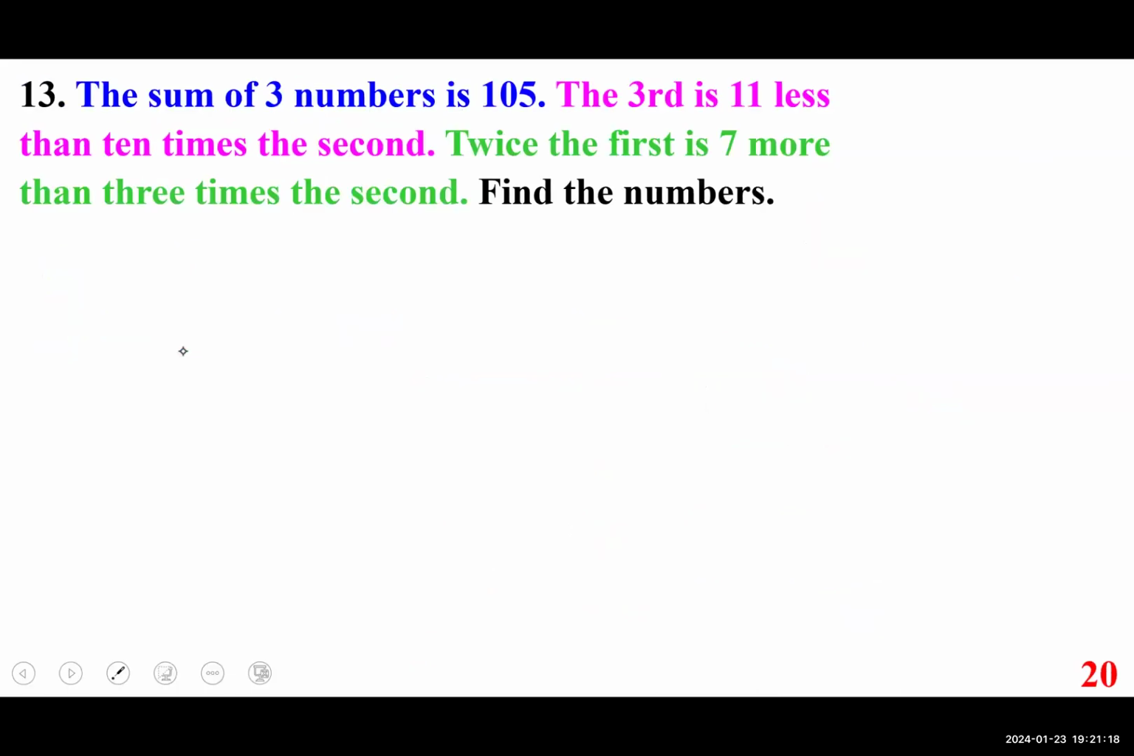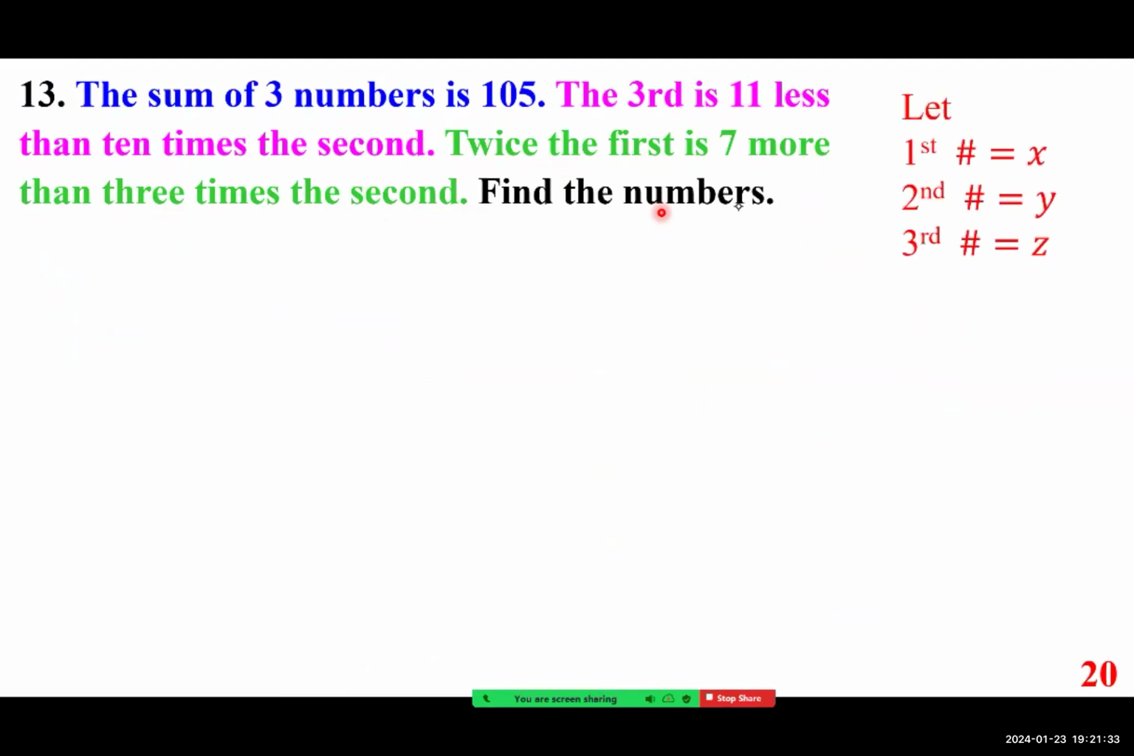Here's the last question. The sum of the three numbers is 105. The third is 11 less than 10 times the second. Twice the first is 7 more than 3 times the second. Find the numbers. First and foremost, we're going to call them A, B, C, X, Y, Z. You have to write something and define your variables. So I'm going to stick with X, Y, Z, everybody.